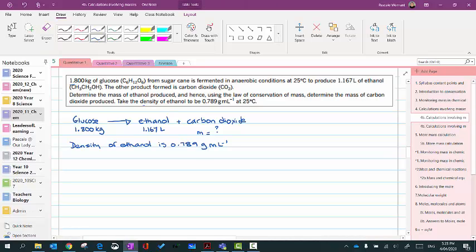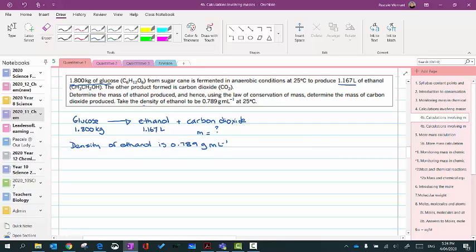So we've been told in this question that we've got 1.8 kilograms of glucose that's being converted to ethanol, and we've been told that we've got 1.167 liters of ethanol that's been produced, and we've been asked the mass of carbon dioxide that's produced. Okay, note that in this question we've been told the volume of ethanol but not the mass of ethanol. So the first thing that we'll need to do is we're going to have to convert the volume of ethanol to a mass.